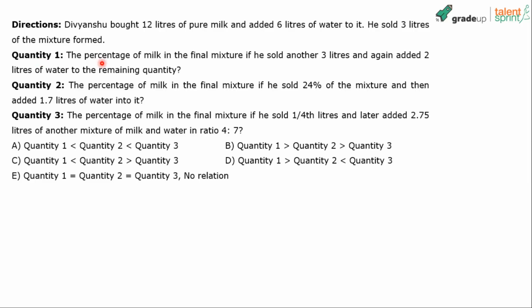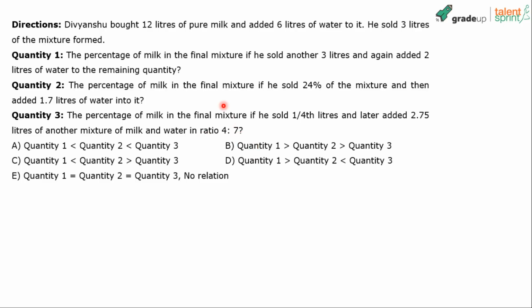What is quantity 1 all about? He says the percentage of milk in the final mixture if he sold another 3 liters and again added 2 liters of water to the remaining quantity. Quantity 2, he says the percentage of milk in the final mixture if he sold 24% of the mixture and then added 1.7 liters of water into it. And quantity 3, he says, is the percentage of milk in the final mixture if he sold 1/4 liters of 1/4 liters and added 2.75 liters of another mixture of milk and water in the ratio of 4:7.